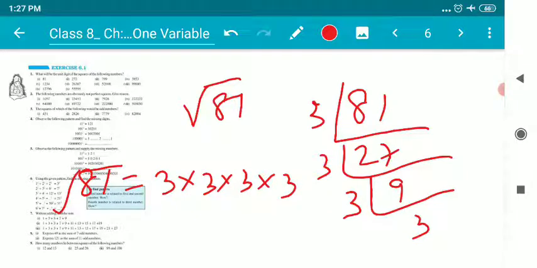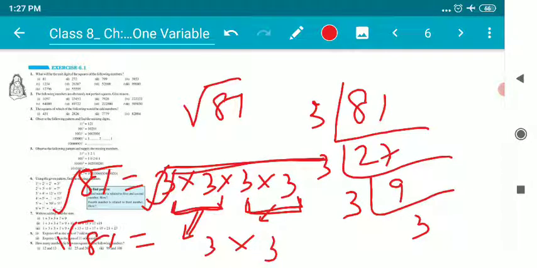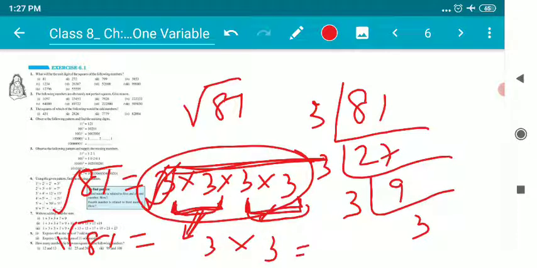Now place square root on both sides. Root over 81 is equal to, from here I'll take out a pair of 3. From this pair, one 3 will come out. From this pair, one 3 will come out. Once I take a pair out, the root gets eliminated. What will be the answer? 3 3s are 9.